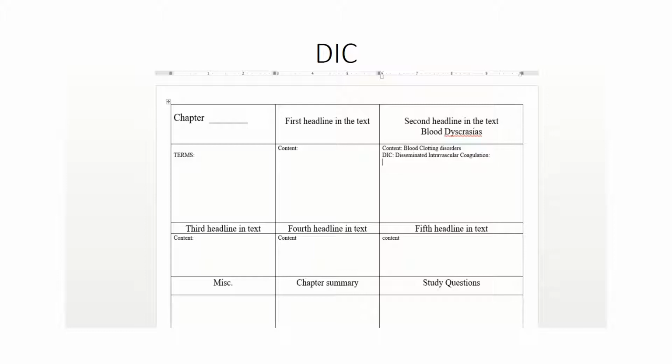Sometimes we refer to it as consumptive coagulopathy. It's as hard to spell as it is to say. I've got an extra letter in there. Coagulopathy. All right. So, obviously, we need to know the patho. There's a combination of excessive bleeding, excessive clotting, then all the clotting factors are used up.